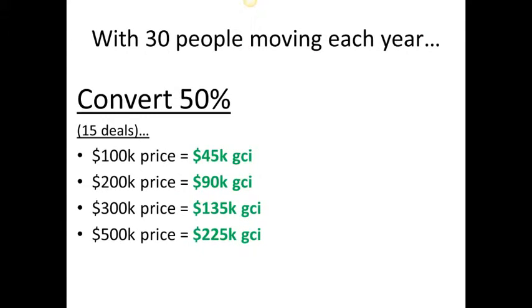If you converted just 50% of those people, that's 15 deals, depending on your average purchase price, from 100,000 up to say 500,000, depending on your market. Look at the gross commission income. That's just if you converted 50%. On 150 people. Just on 150 people.